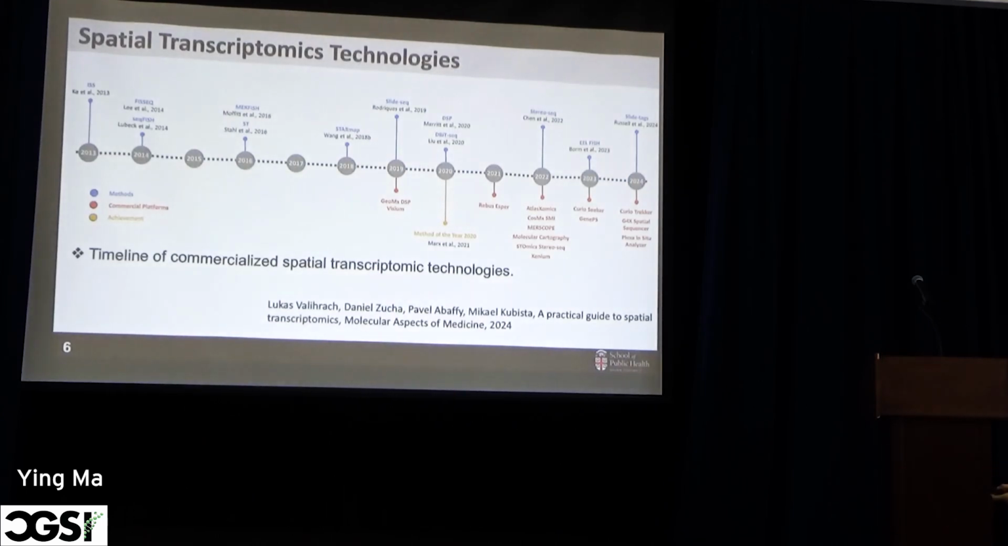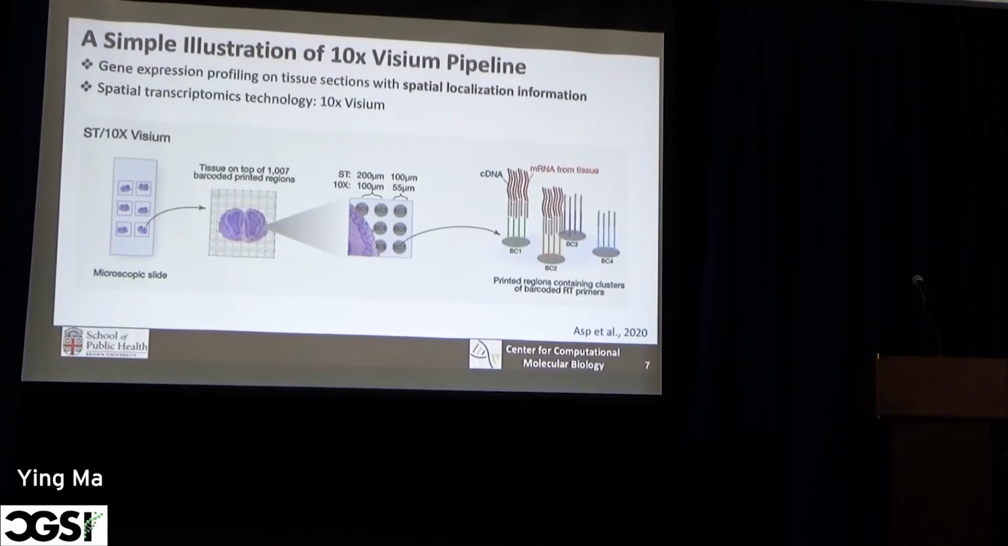This is the timeline for spatial transcriptomics technologies, combined with their commercially available platforms. Early spatial transcriptomics technology started from academic labs. Starting in 2016, later the Science paper, 10x Visium turned this into a commercial platform. And recently there are also high-resolution platforms. So this is a simple illustration of the 10x Visium pipeline.